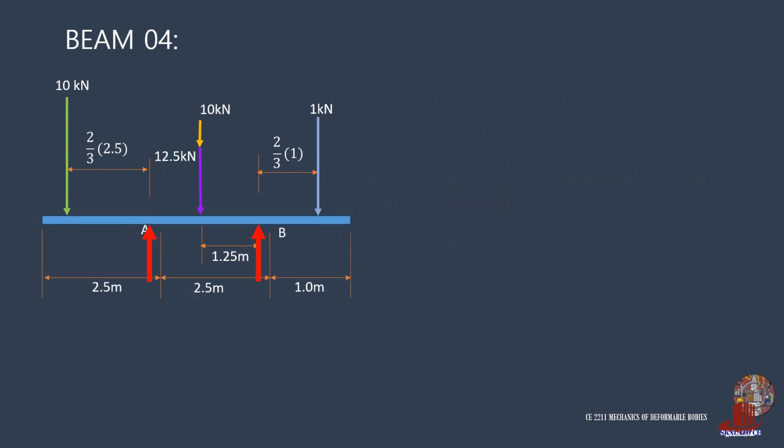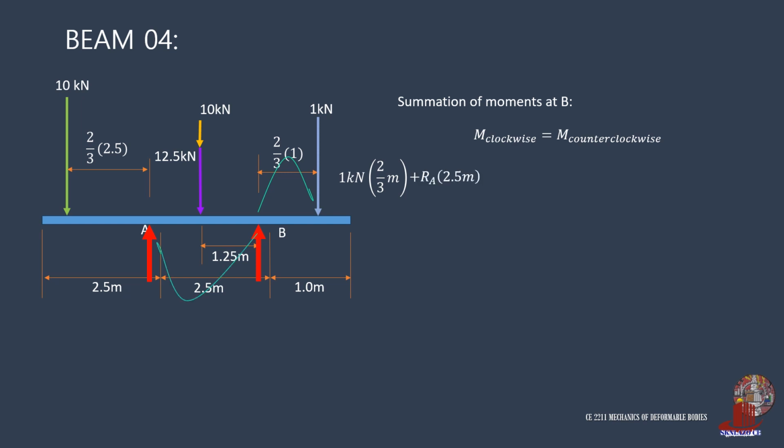The reaction at support A is determined by taking the summation of moments about point B. Start with the clockwise moments of 1 kilonewton times 2/3 of a meter plus the reaction at A times its moment arm of 2.5 meters. The counterclockwise moments are 10 plus 12.5 kilonewtons times 1.25 meters plus 10 kilonewtons times 2.5 plus 5/3 of a meter.